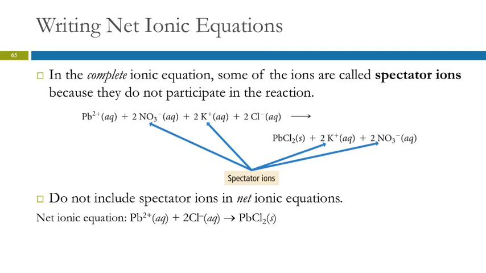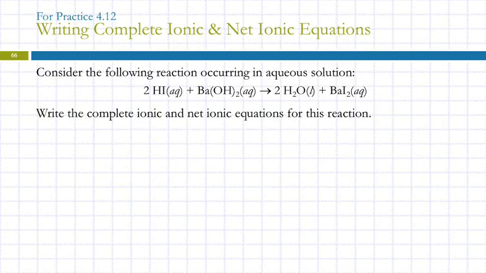Any questions? Let's do an example. We're supposed to write the complete ionic and net ionic equations for this reaction. We're given the molecular equation. So here we've got HI, barium hydroxide, we've got water, and barium iodide. The only ones that can be broken into ions are going to have (aq). If it doesn't have (aq), just leave it alone. So we're going to leave water alone.